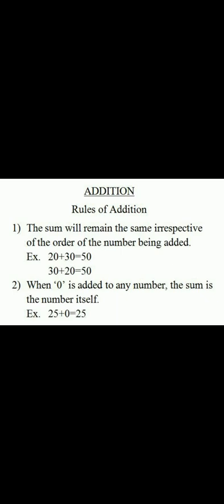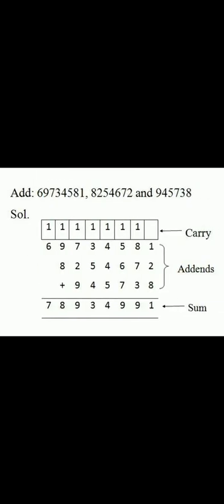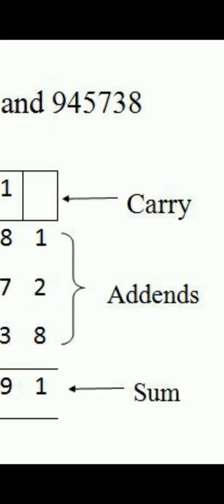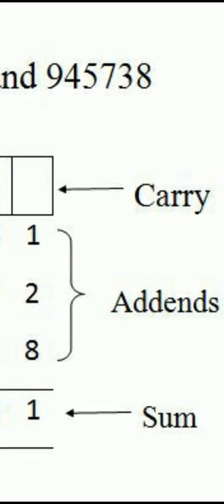Now, there is a question based on addition. Here we have to add these numbers. So, what is the first step? First, we will write these numbers according to the place value chart, or column wise. And then we will start addition from the last, from the ones place. So let's start addition now.